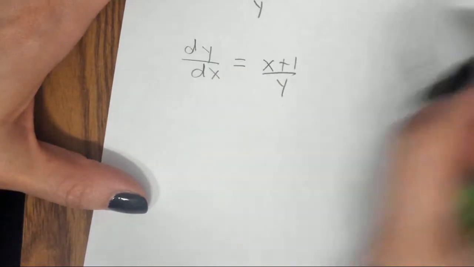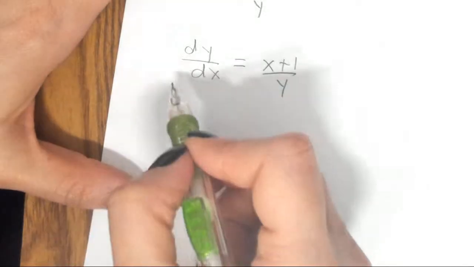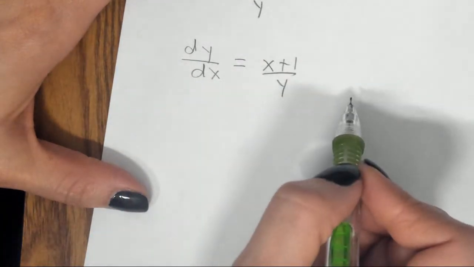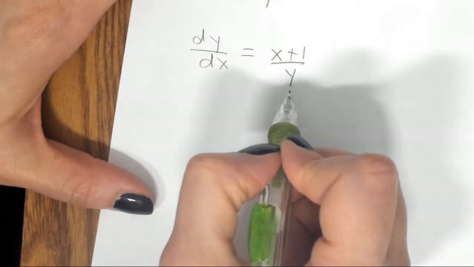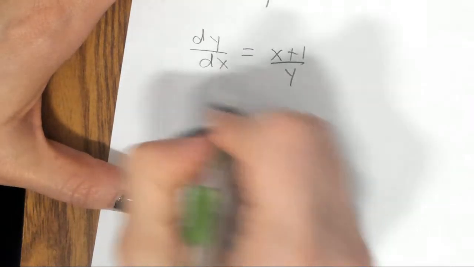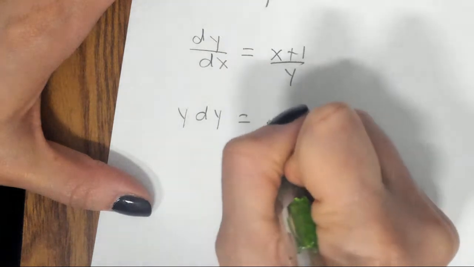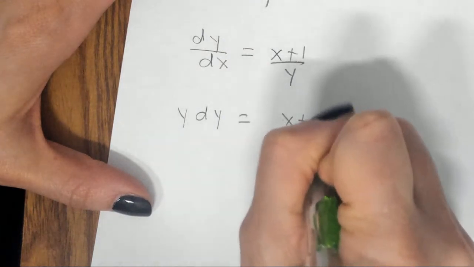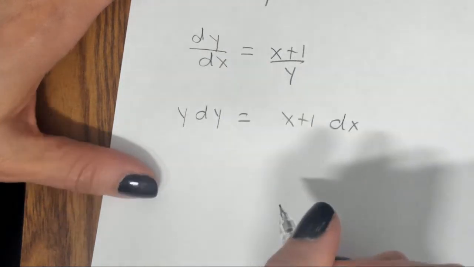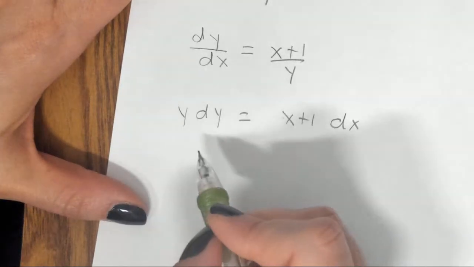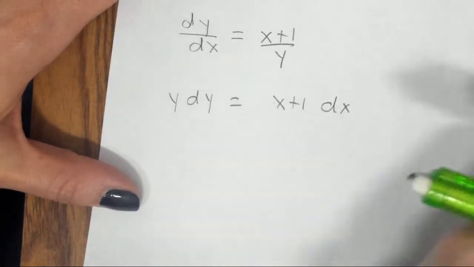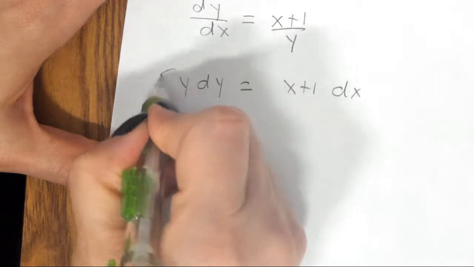Then we want to separate, meaning get the y's on one side and the x's on the other side. And normally I like having the y's on the left, so I can just cross multiply in this case, and I have x plus 1 dx. So once we separate, with y's on the left and x's on the right, we can then go ahead and integrate.